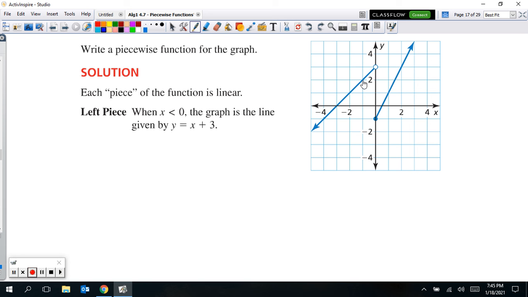So it goes down 1, left 1, -1 over -1. Or you can go here, up 1, right 1, up 1, right 1. So it's a slope of +1 in front of x. So that's what our equation is going to be, y is equal to x plus 3.